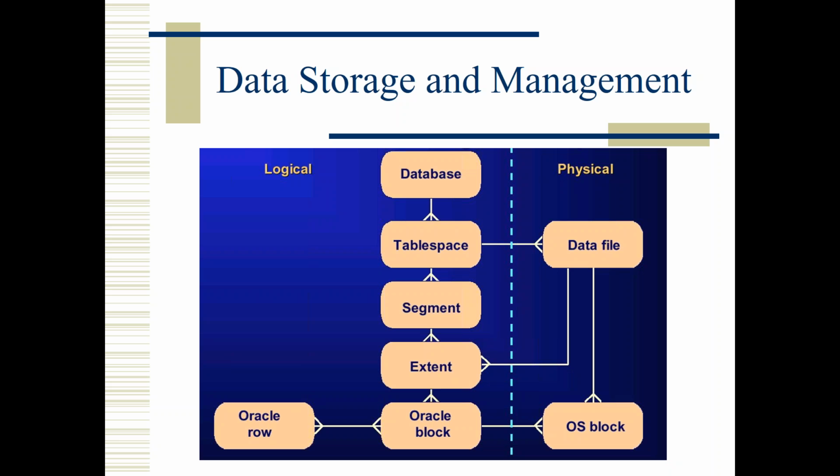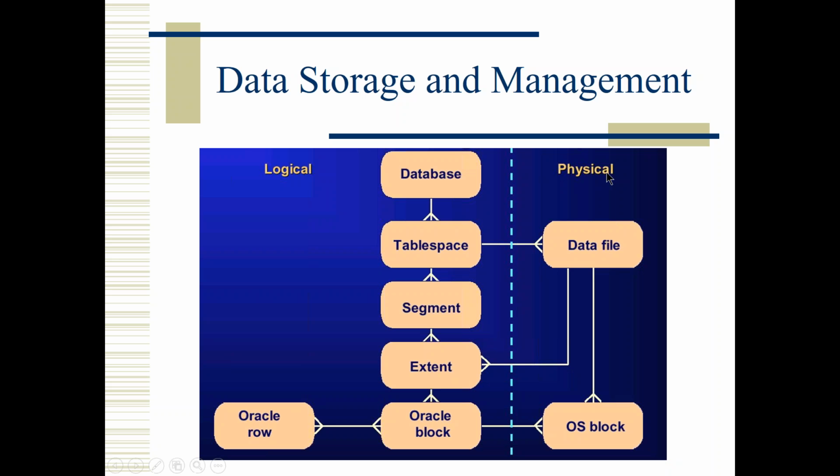You are also somewhat familiar with crow notation. So this is a logical and physical view of data storage and management. As you can see, one database can have multiple table spaces, to segments, to extents and blocks. If you see the correspondence between row and block, one row can be stored in many blocks, or vice versa, one block can have many rows stored in it.